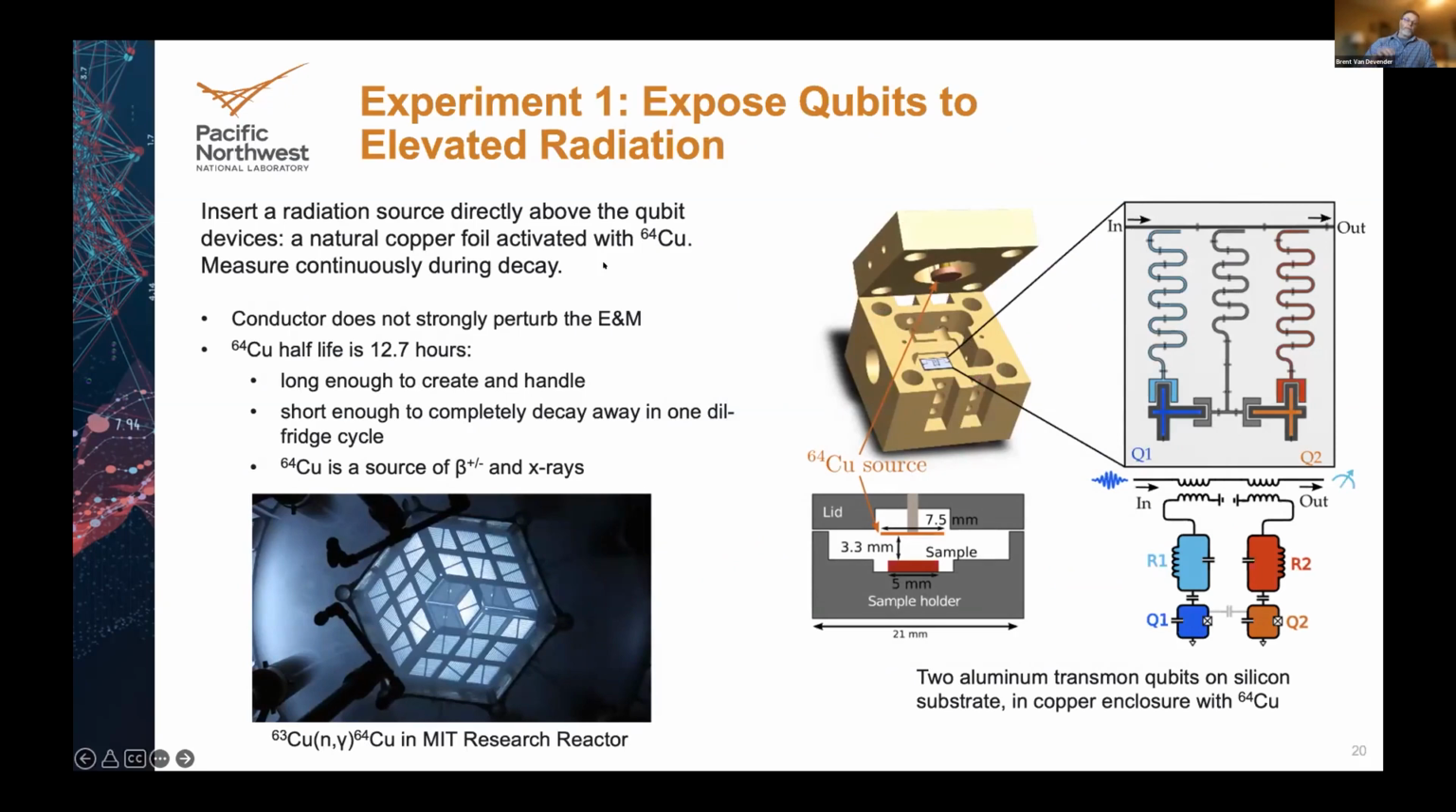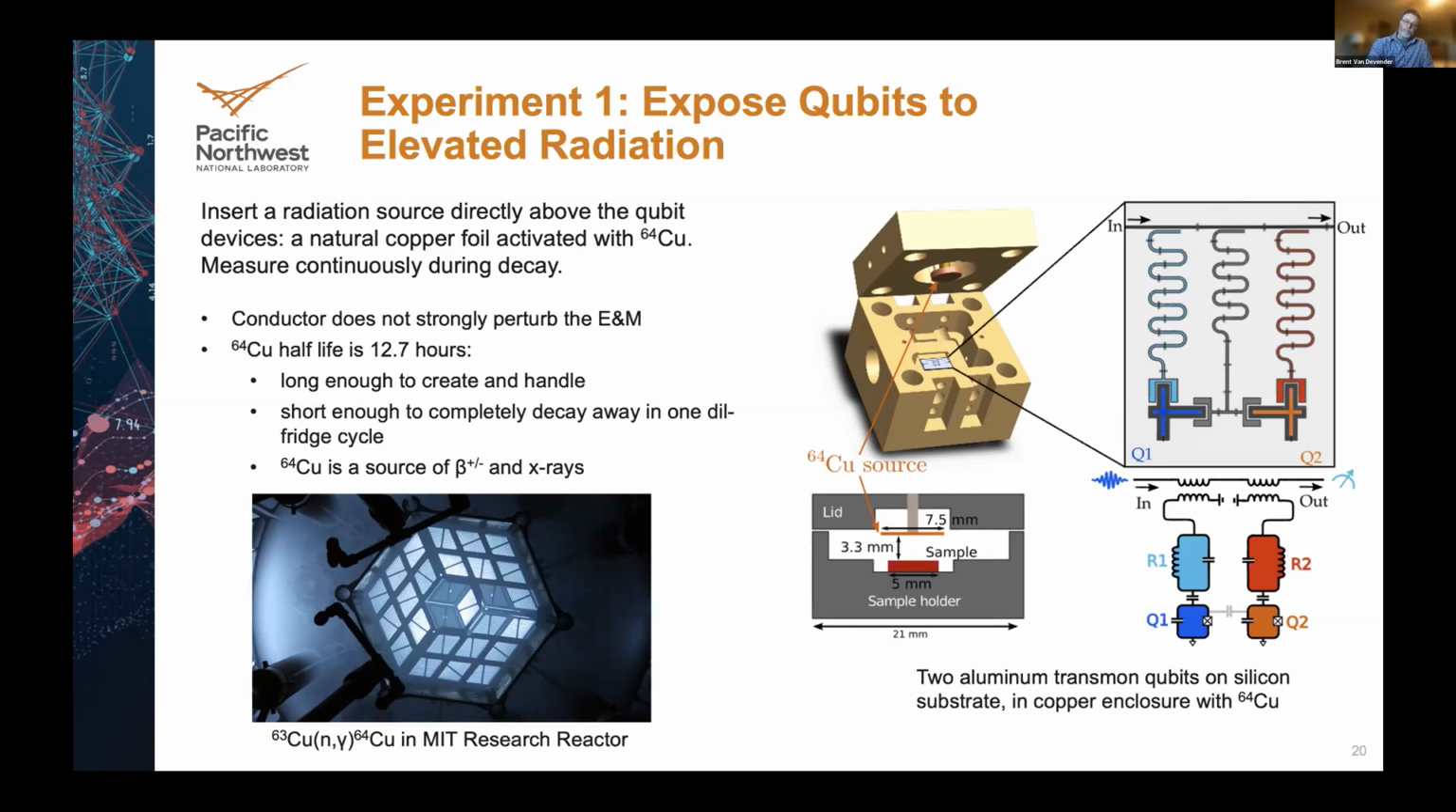And so the experiment that we designed with our colleagues that we initially reached out to about the amplifiers, we decided to really do this with qubits and definitively make the connection to radiation. So the first thing we did was we needed a radiation source. We took a piece of copper, a little disk of copper, and we activated it in the research reactor at MIT. That takes natural copper, which is mostly copper 63, and makes copper 64, which is radioactive.